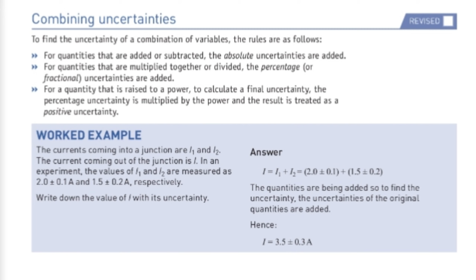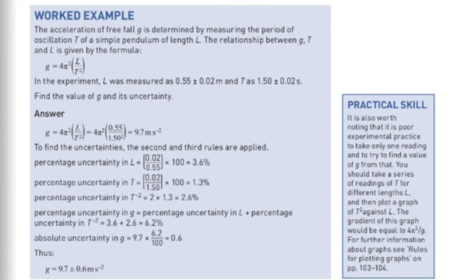I equals I1 plus I2, which is equal to 2.0 ± 0.1 plus 1.5 ± 0.2. The quantities are being added, so to find the uncertainty, the uncertainties of the original quantities are added. Hence, I equals 3.5 ± 0.3 amperes.